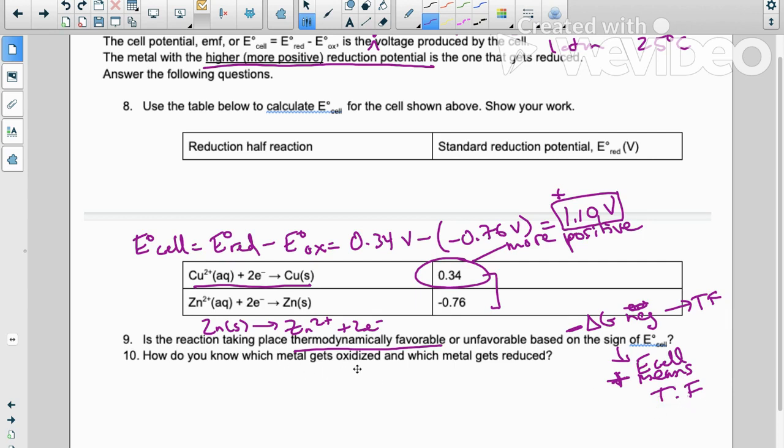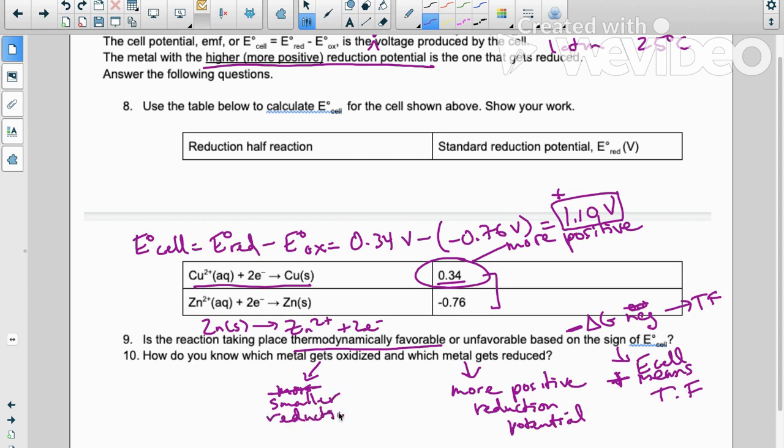How do we know which metal gets oxidized and which metal gets reduced? Again, it's the more positive reduction potential that gets reduced. And this would be the smaller reduction potential. So when we know which one has a larger one, we know that's the metal that will get reduced.